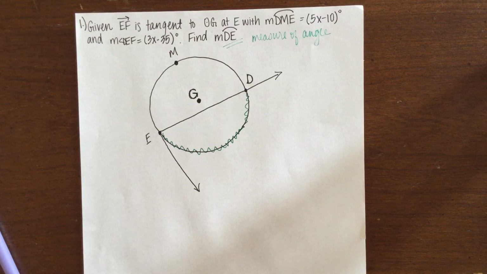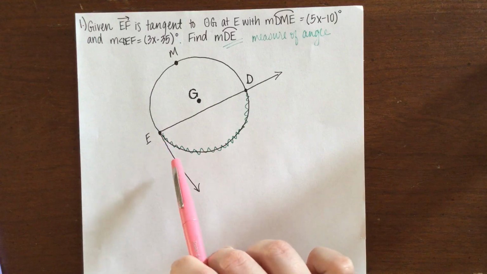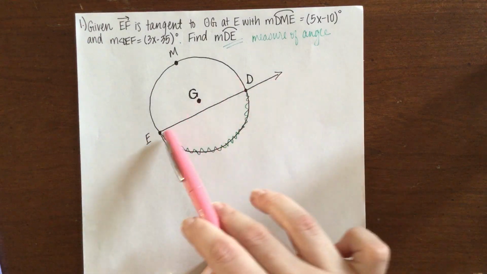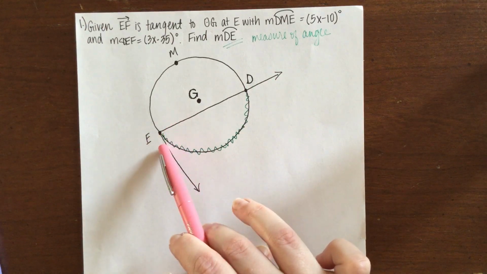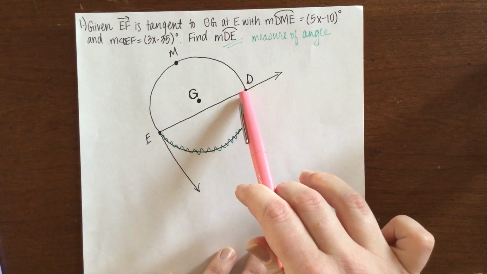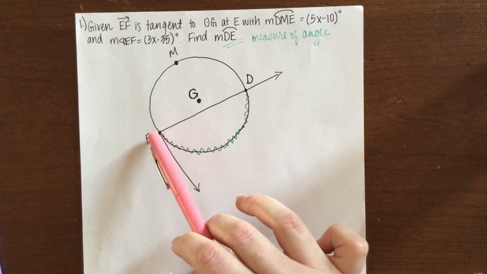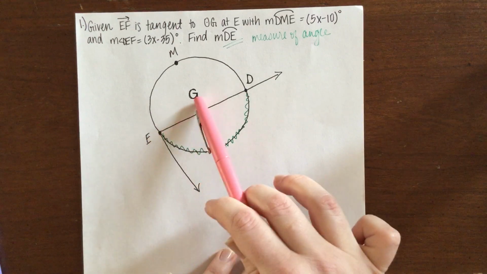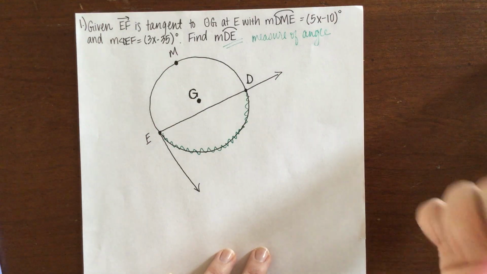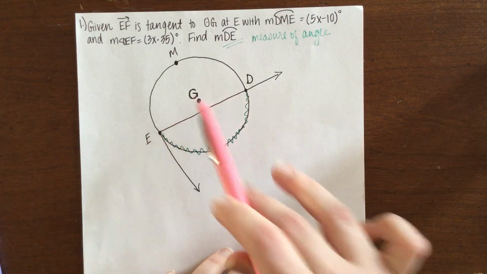Then I know EF is tangent. So since that angle is made with a tangent and a secant, I know that this angle right here is going to be half of the measure of arc DE. I can't assume that this is 90 degrees because it's not going through the center. So be really careful, because when we read tangent, we want to put a 90-degree angle somewhere, but that's only when it passes through the center.